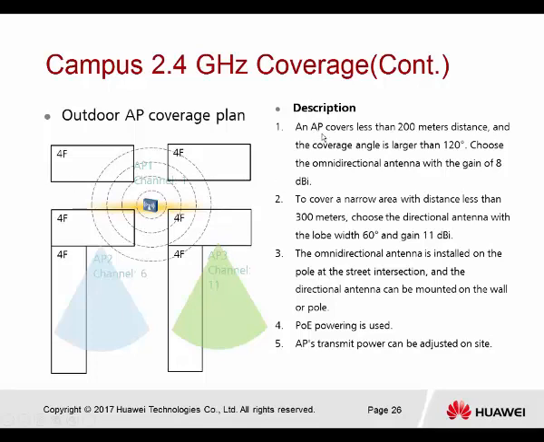An AP covers less than 200 meters distance, and the coverage angle is larger than 120 degrees, using the omnidirectional antenna with the gain of 8 dBi. To cover a narrow area with a distance less than 300 meters, choose the directional antenna with the lobe width of 60 degrees, and gain is 11 dBi.